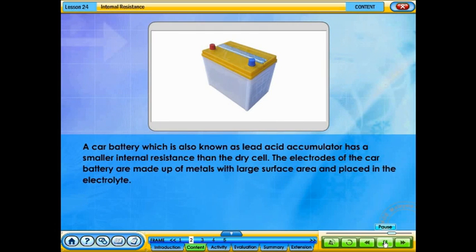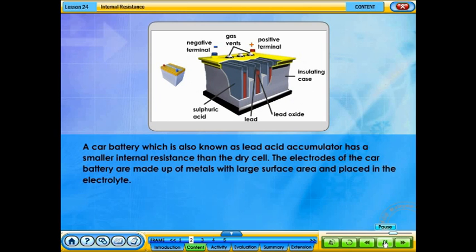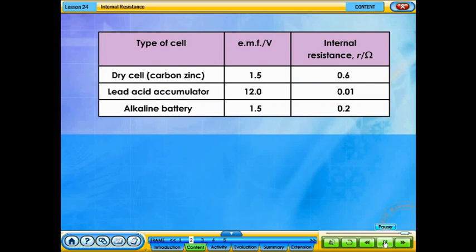A car battery, which is also known as a lead-acid accumulator, has a smaller internal resistance than the dry cell. The electrodes of the car battery are made up of metals with large surface area and placed in the electrolyte. The following table shows the EMF and the internal resistance in various sources of electricity.